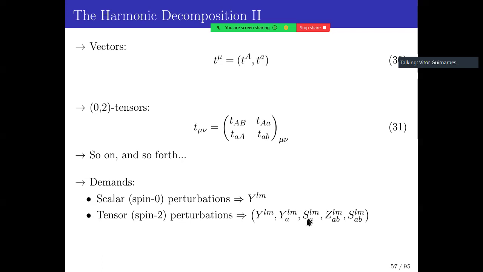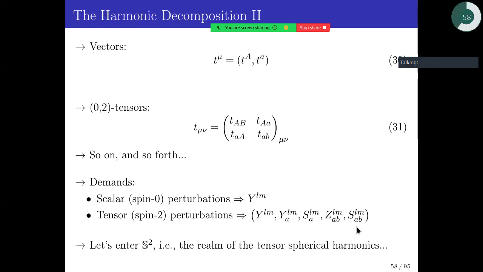I'm sorry, I got mixed up here. So the scalar spherical harmonics, the vector spherical harmonics, and the tensor spherical harmonics. Okay, so now let's enter the realm of the tensor harmonics. Let's enter the manifold S2 and see how these objects behave, because there are some properties that will be very much of use to us so that we can do the decompositions and then the separations, okay?